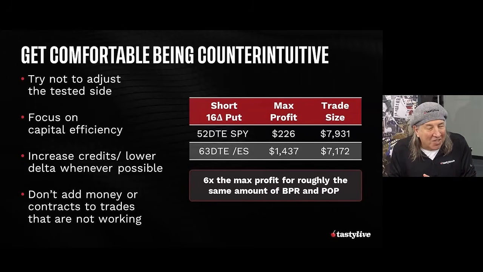These are the same products. Does that mean we only trade ES options? Of course not. We trade SPY all the time for lots of different reasons. But I'm just showing you that is what we call nuanced know-how. That is understanding that your max profit could be as much as 6 times greater. That's what we talk about with capital efficiency.